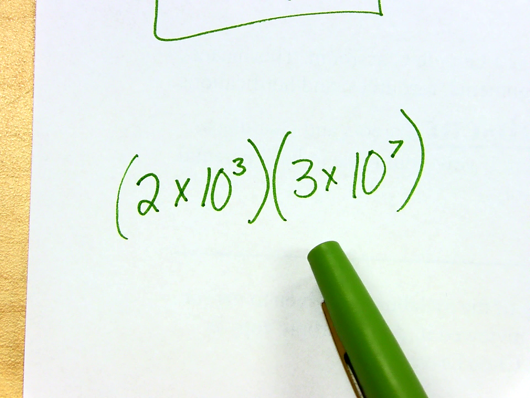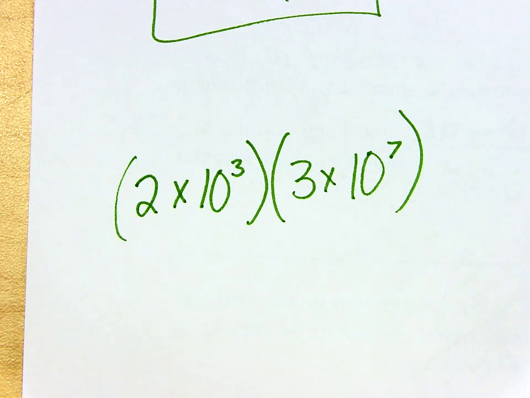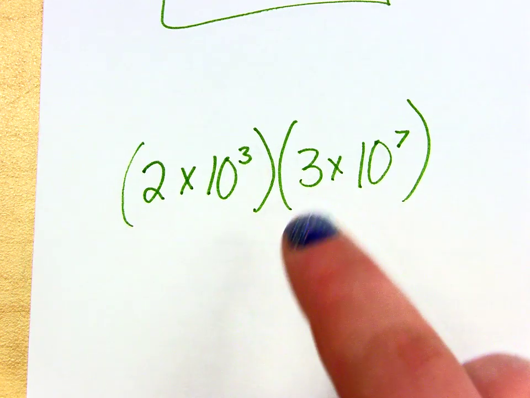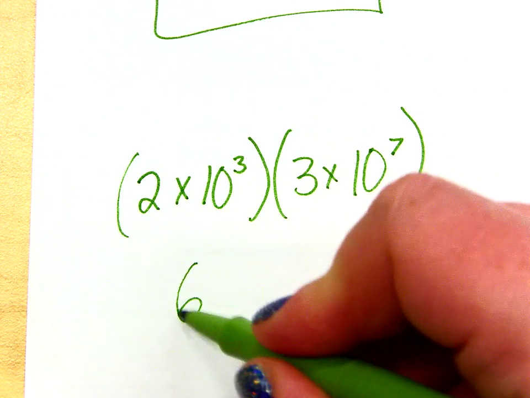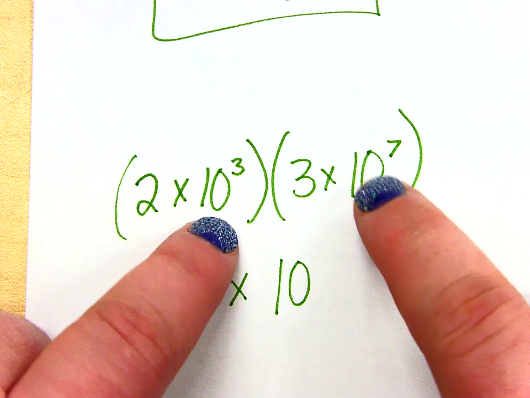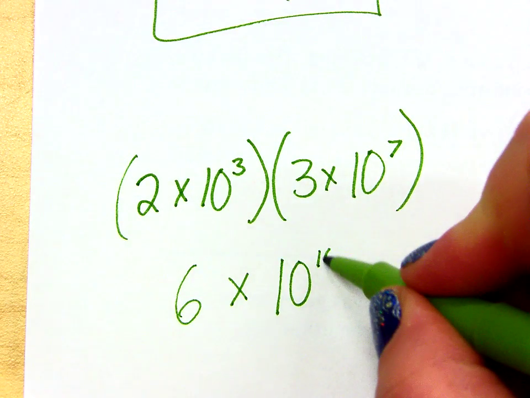But again, I ask you, ladies and gentlemen, isn't this all multiplication? Yes. The parentheses, I really don't even need them. It's all multiplication. So that means you can multiply the 2 times the 3. So 6 times 10, and now let's multiply the 10s together. What's 10 to the 3rd times 10 to the 7th? 10 to the 10th.